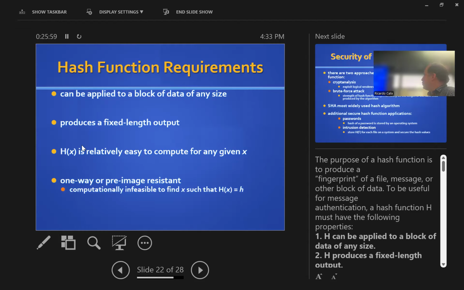All right, hash function requirements: it can be applied to a block of data of any size. We know that. It produces a fixed length output. The function is relatively easy to compute for any given x, just a series of XORs. But it is computationally infeasible, or next to impossible, to go from a hash value back to the original text. It doesn't work that way, right? This is one that doesn't work in reverse. We just always have to do it forwards and compare.